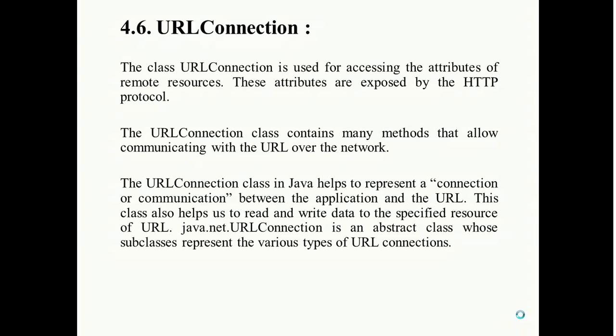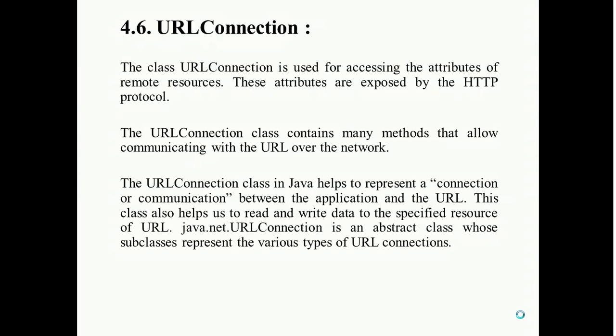When you perform URL programs, your machine should be connected to a network. URLConnection supports accessing remote resources. The URLConnection class in Java helps to represent the connection or communication between the application and the URL. This class also helps us to read and write data to specified resources of a URL. java.net.URLConnection is an abstract class whose subclasses represent the various types of URL connections.